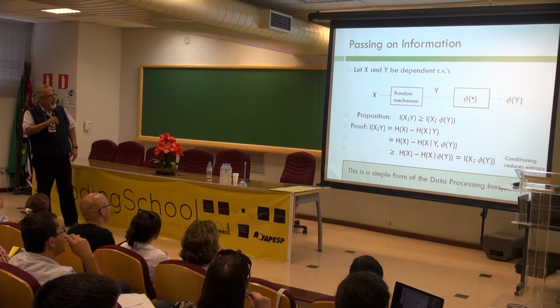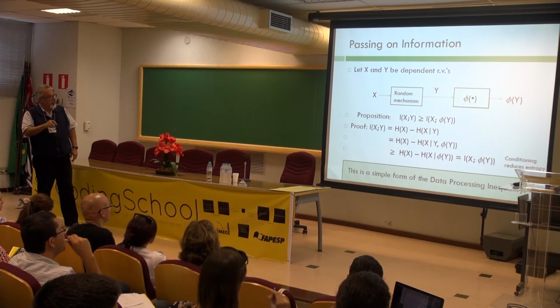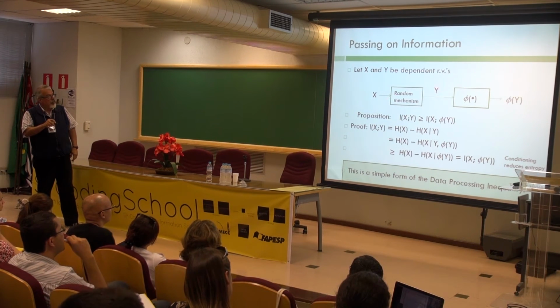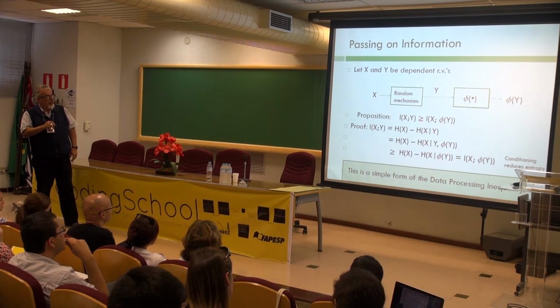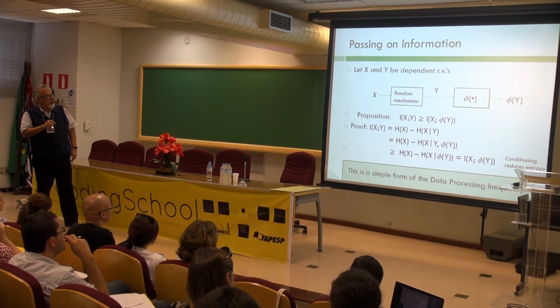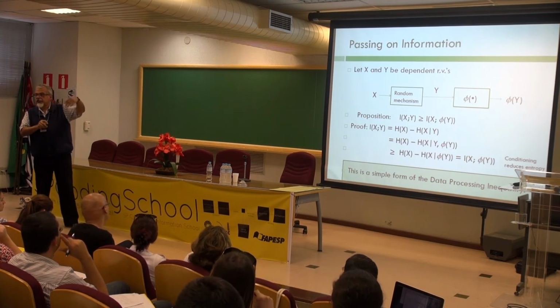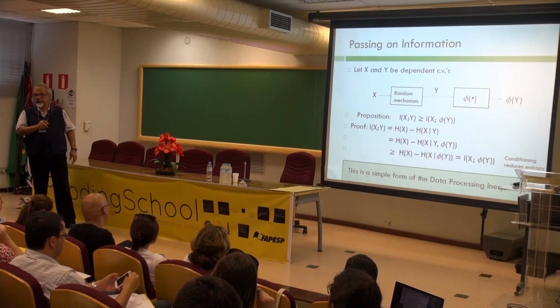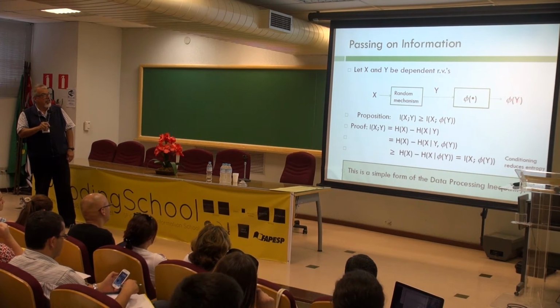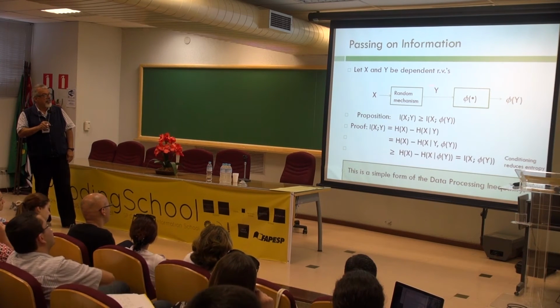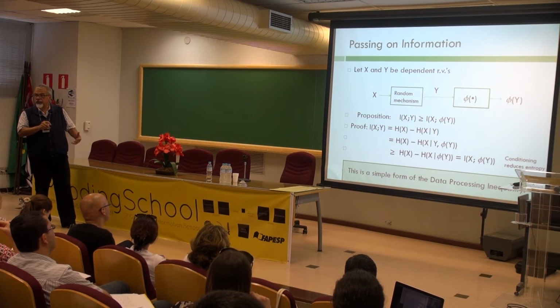In other words, putting this in terms of a proposition, the mutual information between x and y has to be larger, or at least equal, to the mutual information between x and some function of y. Here phi is a function of y. It is the passing on of the information. So that information here cannot reveal more about x than y was already doing.